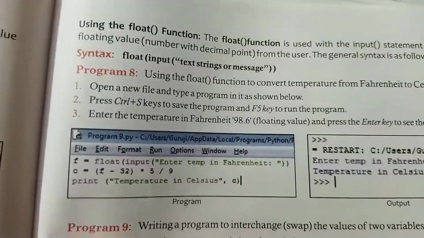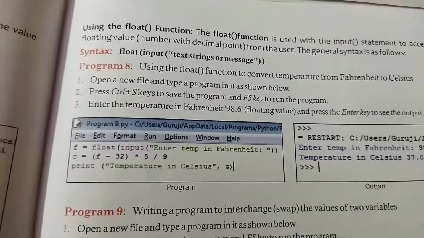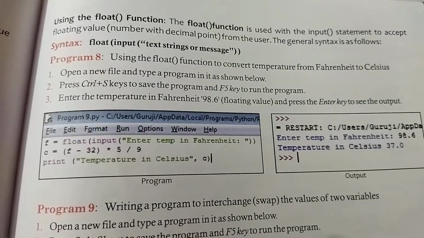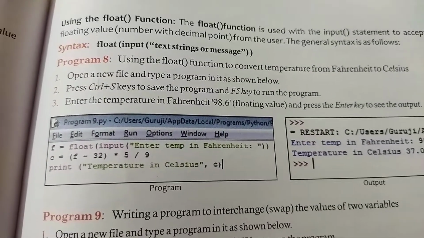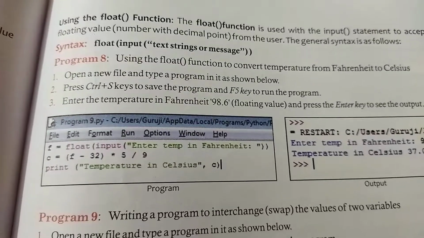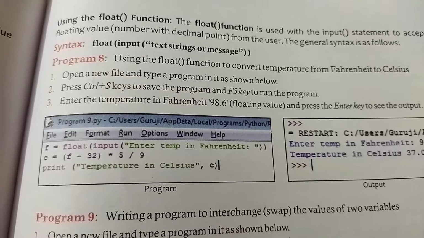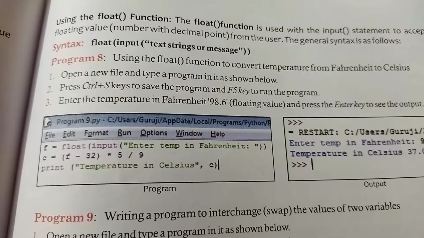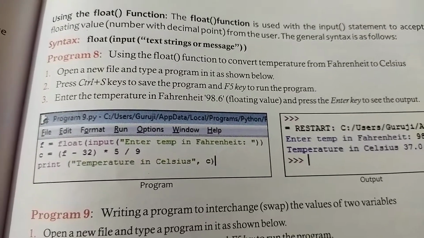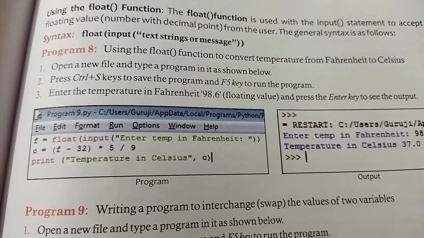Then students, using the float function. The float function is used with the input statement to accept a floating value number with a decimal point from the user. Then the general syntax is as follows. The syntax is float input, text string or message. Program number 8, using the float function to convert temperature from Fahrenheit to Celsius.